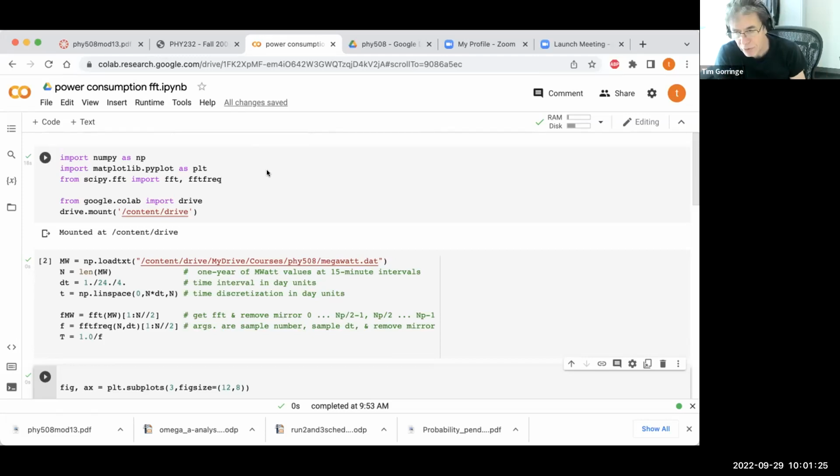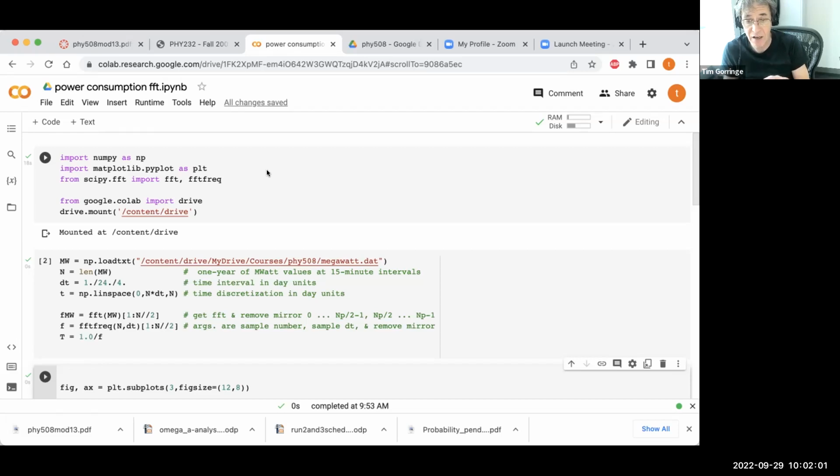I wanted to work through an example or an illustration of the Fourier transform of discrete data. This data is on power consumption over the period of a year. It's data that exhibits a number of features in the Fourier transform. We'll see several fundamental frequencies of the power consumption data in the Fourier transform.